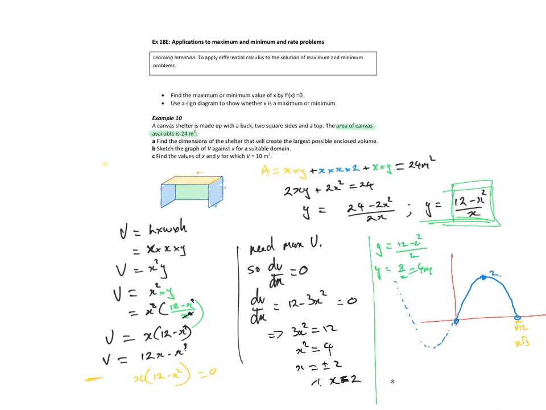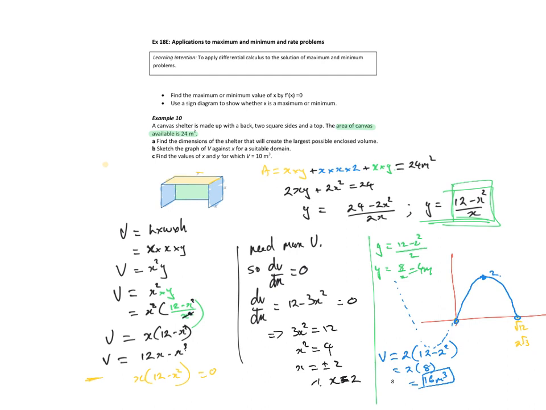We haven't found the largest volume yet. So my rule for the volume, if I put 2 into that, I get 2 times 12 minus 2 squared, which is 2 times 8, which is equal to 16 metres cubed. That's my largest volume. And then the final question says, find the values of x and y for which the volume is equal to 10.